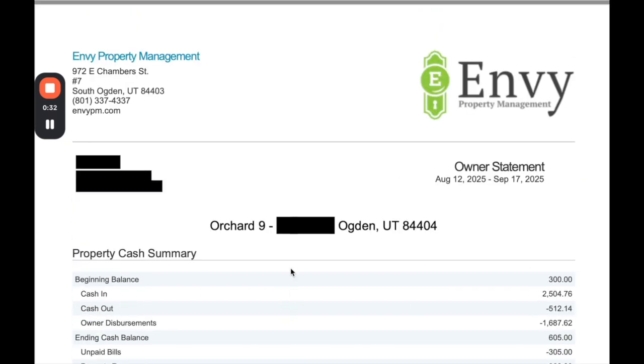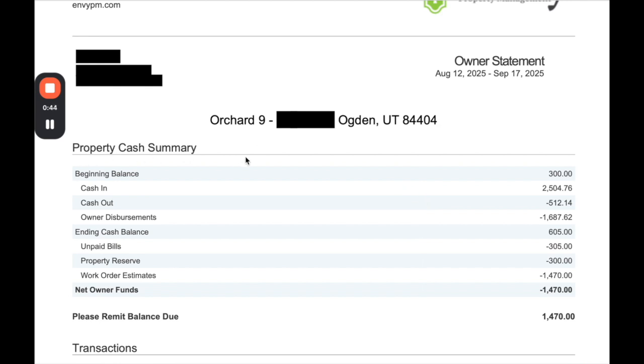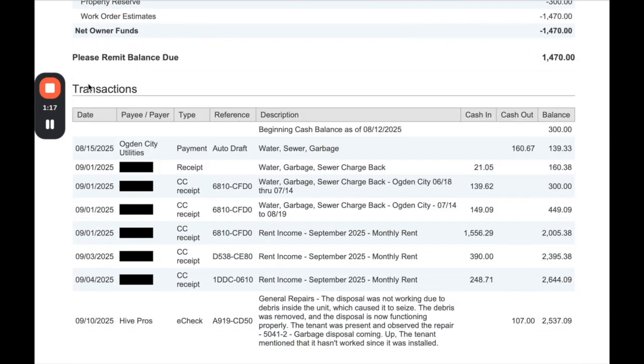Okay, so starting at the top of your statement, we'll have your name and your address. Your property nickname will be listed here, and then the dates that this statement includes. At the beginning of the statement, under the property cash summary, you have your beginning balance listed here, your cash in, cash out, any owner's disbursements, ending cash balance, unpaid bills, property reserve, work order estimates, and net owner funds. Under that, this is where your transactions are listed, your cash in, your cash out, and your running cash balance.